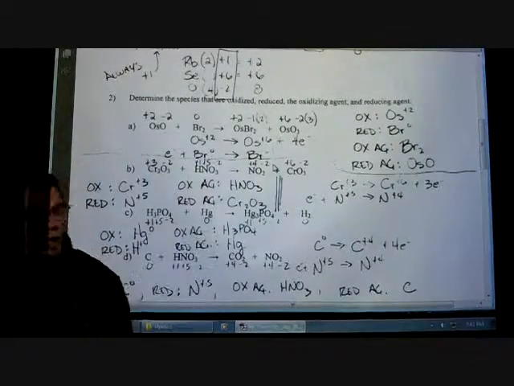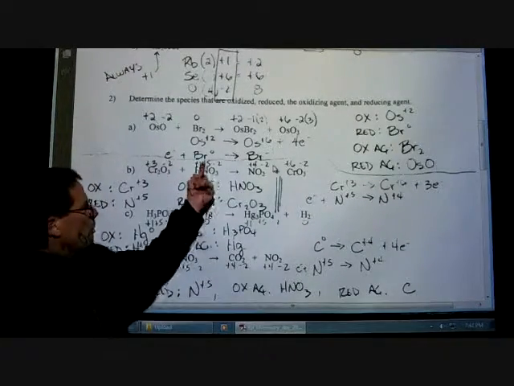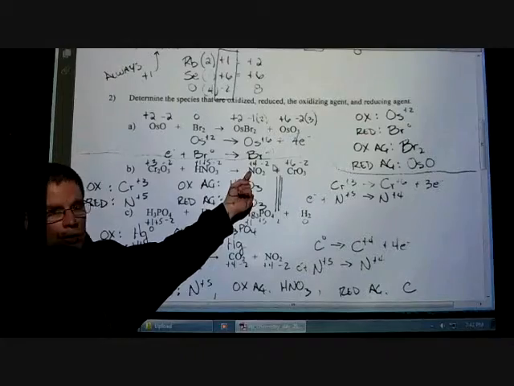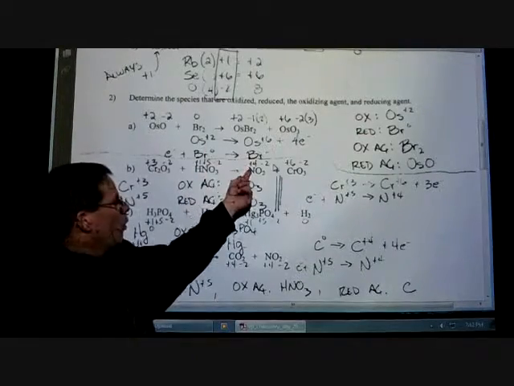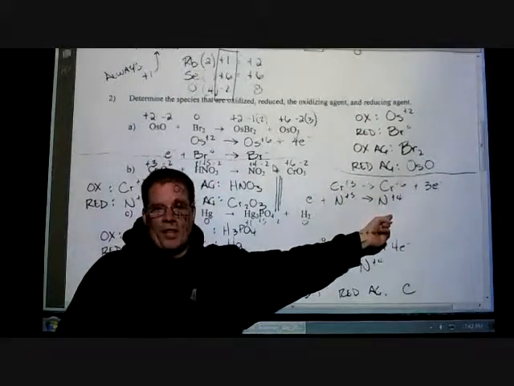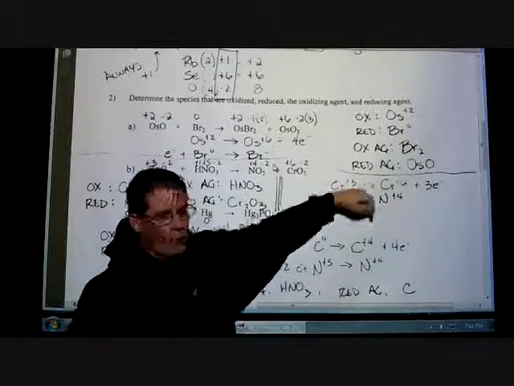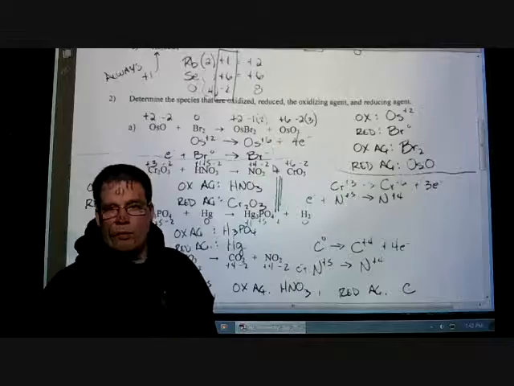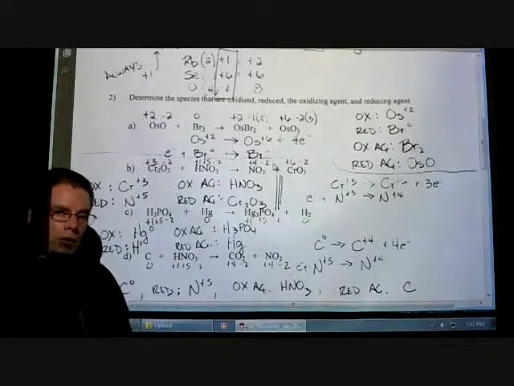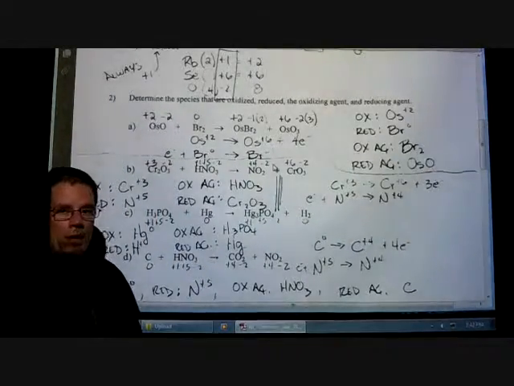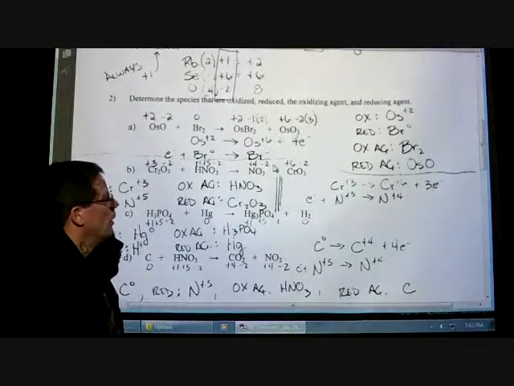So, when we ask about who's oxidized and who's reduced, something's becoming more negative, even though it's not negative, becomes more negative or gaining electrons, we say that's reduced. And again, the things we want to focus on are on the reactant side. We don't ever want to answer something that's on the product side. And I promise on the AP exam, they'll give you those options.